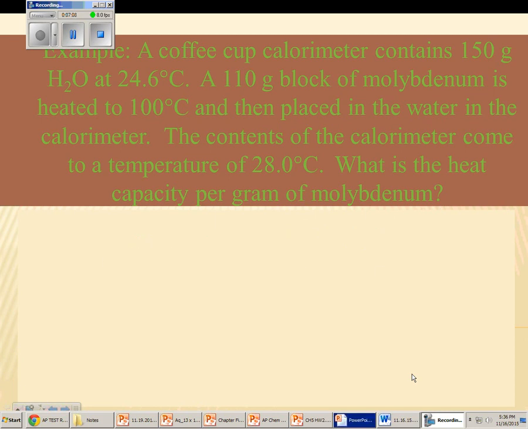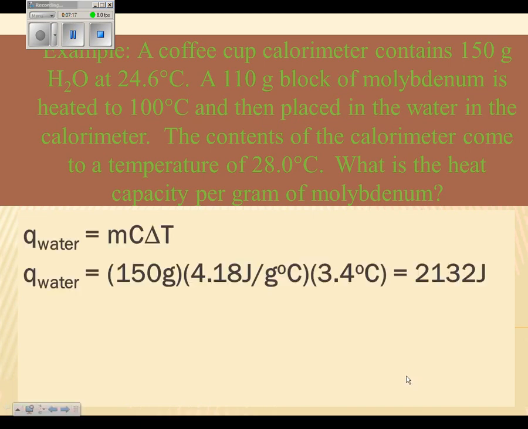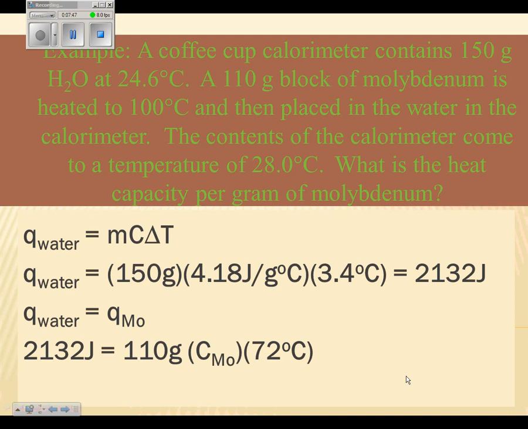But another way to do it is doing it separately. If you take your Q for your water, plug in your mass of water, your specific heat of water, and your change in temperature, which is going from 24.6 to 28 degrees Celsius, so 3.4 degrees C, you get your energy change is 2132. Now, all of that energy came from cooling off the molybdenum from 100 degrees C to 28 degrees C. So you just take that Q value and plug it in for Q equals MC delta T for your molybdenum, and you can solve for your specific heat.